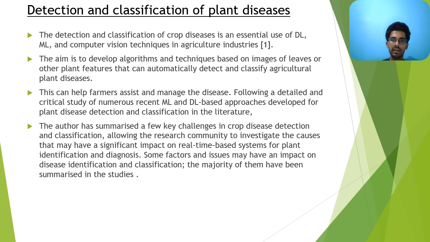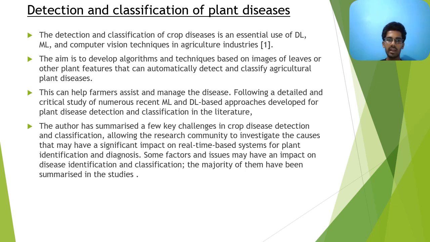Next, detection and classification of plant disease. The detection and classification of crop diseases is an essential application of DL, ML and computer vision techniques in agriculture industries. Machine learning, DL and computer vision techniques are very essential for classifying plant disease in the agriculture field. The aim is to develop algorithms and techniques based on images of leaves or other plant features that can automatically detect and classify agriculture plant disease. This can help farmers assess and manage the disease.